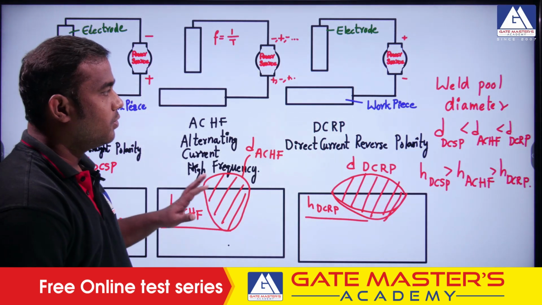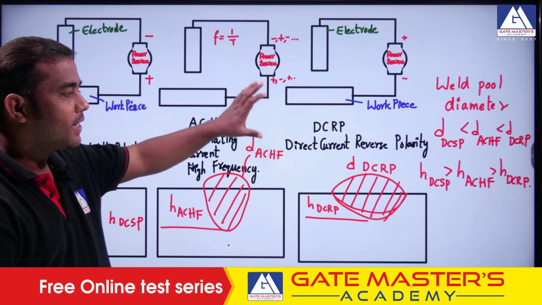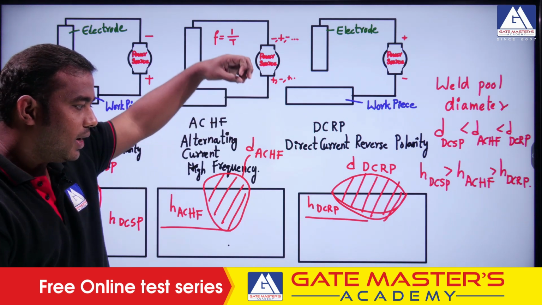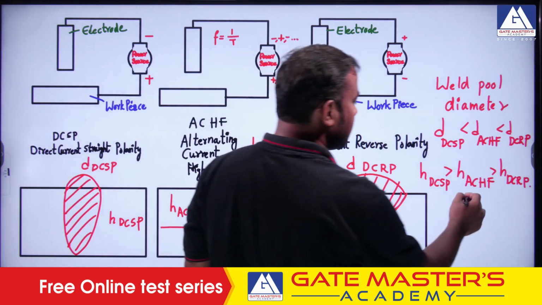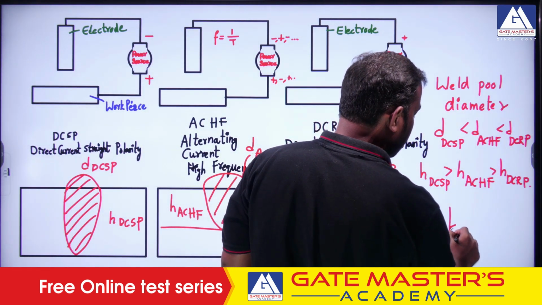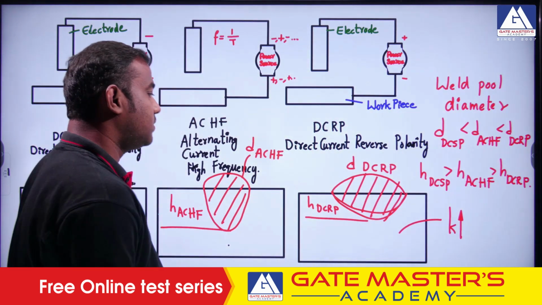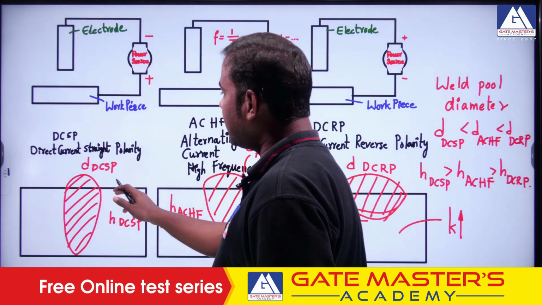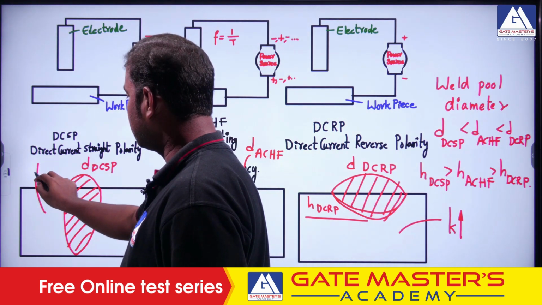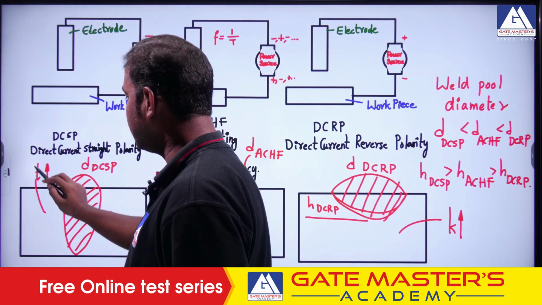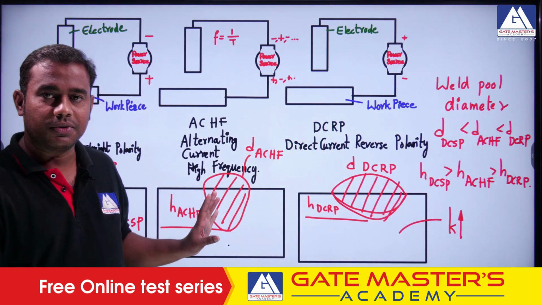The only difference is that when we use direct current reverse polarity, we cannot weld to more depth. High thermal conductivity materials can be welded here. Whereas with direct current straight polarity, you can weld high thickness materials. So for the medium case, we will go for alternating current high frequency.